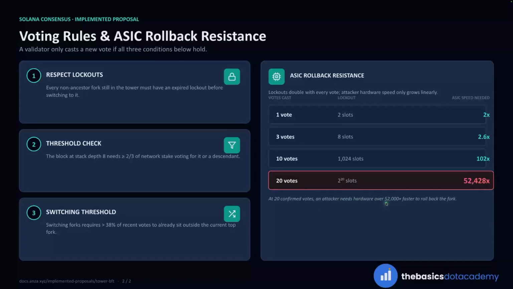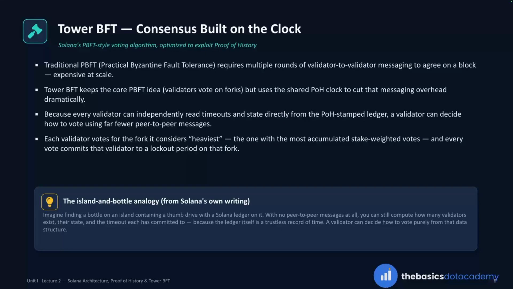52,428 times faster. So, at 20 confirmed votes, an attacker needs hardware over 52,000 times faster to roll back the fork, which discourages the attacker or the validator from acting dishonestly and encourages consistently voting on the fork which is honest and which is the longest or the canonical one. So this is how ASIC rollback resistance is implemented into the Solana blockchain and how Tower BFT along with PoH fits together and makes scalability as well as security the 2 prominent keys of the Solana blockchain.